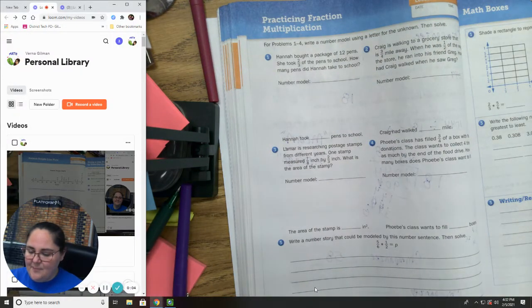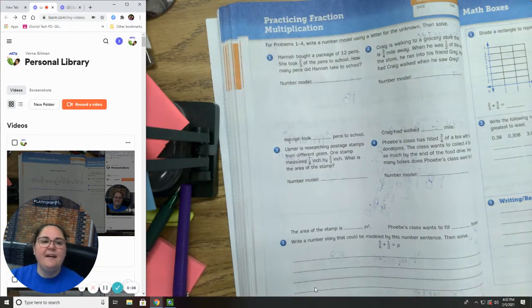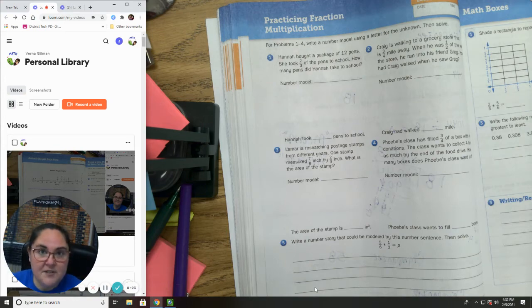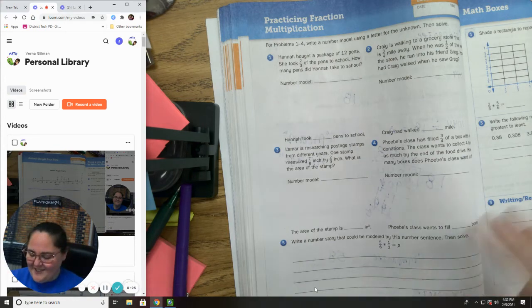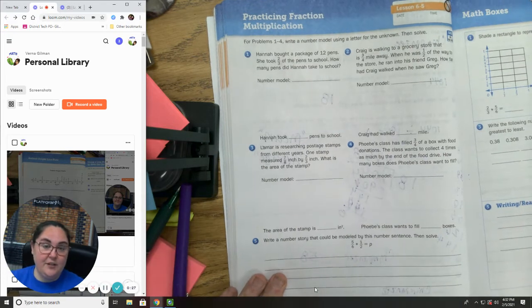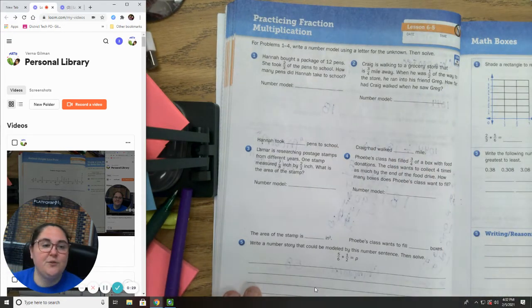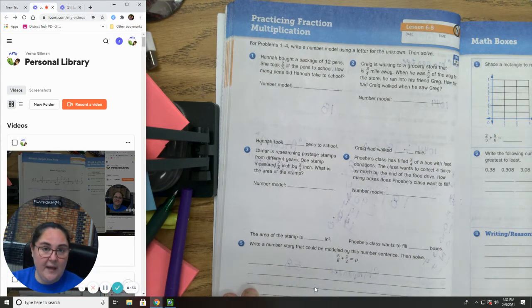This is going to be the second part of lesson 6.5, practicing fraction multiplication. So we know how to multiply fractions. This is nothing new. We know that when you multiply fractions, you literally multiply straight across. What we're going to do today is take that idea that we know how to do now, and use real-world number problems that help us to practice the skill, okay?